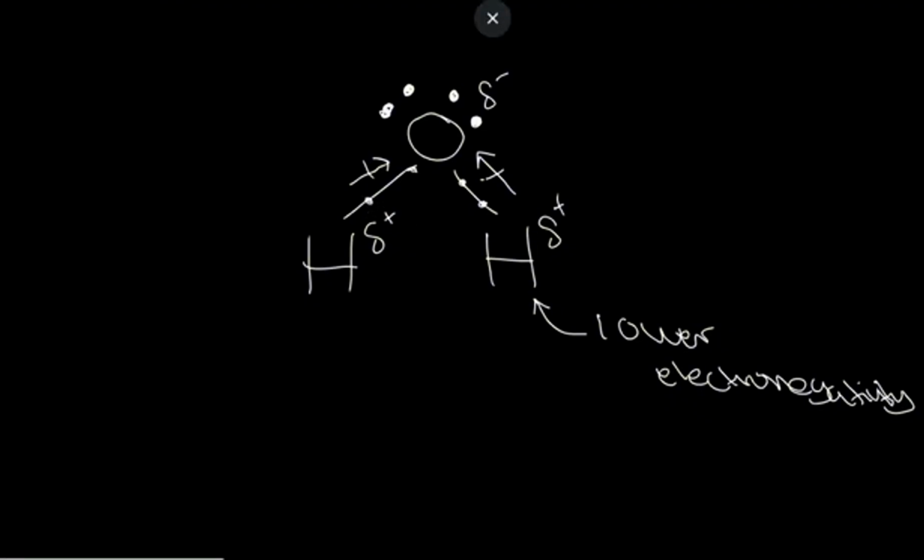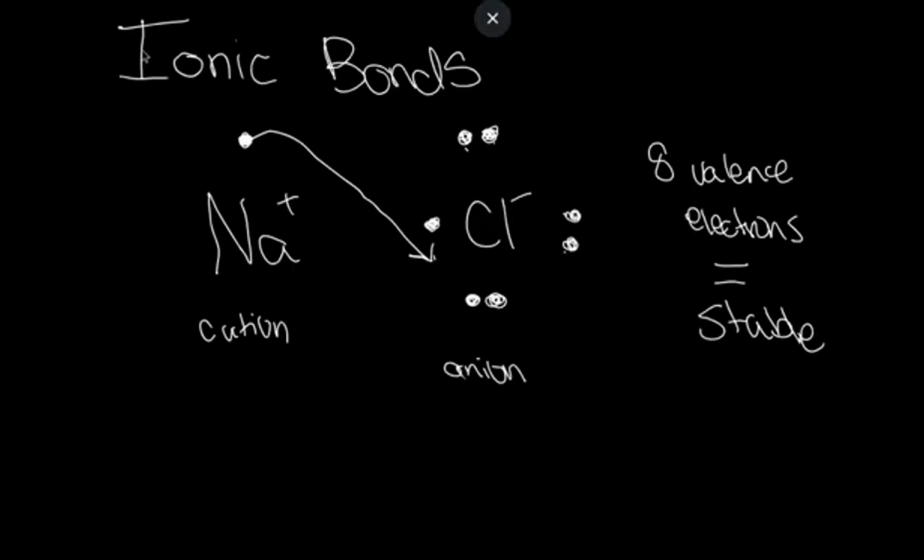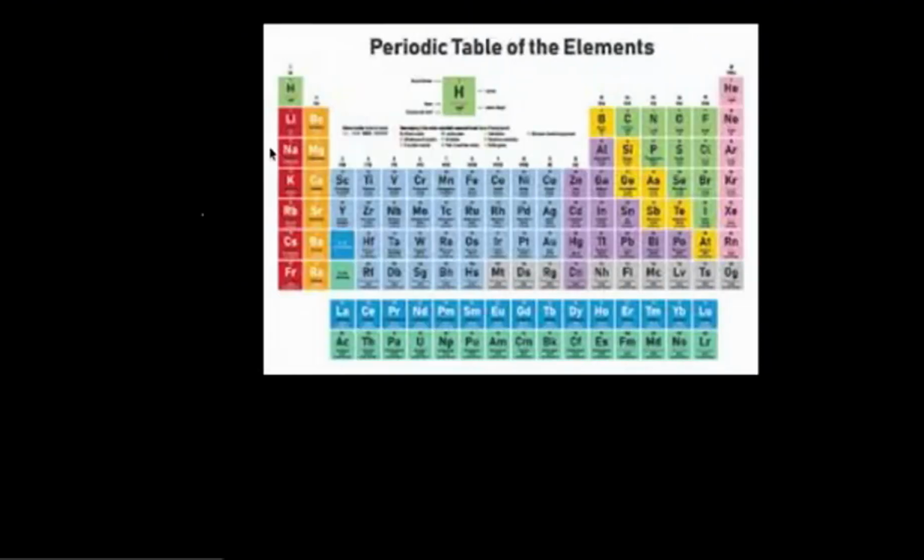Another really important fact of how to tell between ionic and covalent is that ionic bonds will always be between a nonmetal and a metal. See here, ionic bonds will always be between what's over here and what's over here, so a nonmetal and a metal, whereas a covalent bond will be between two nonmetals.